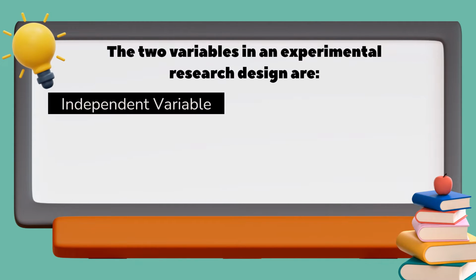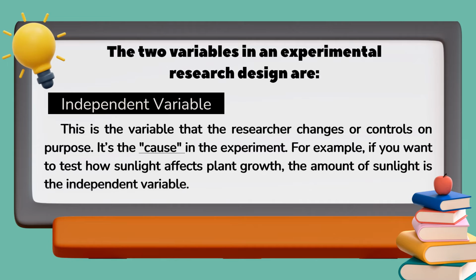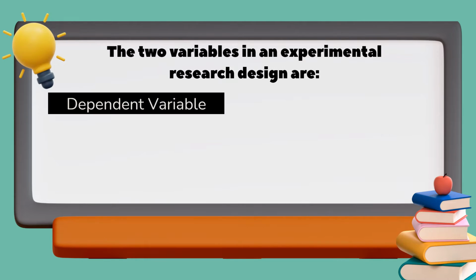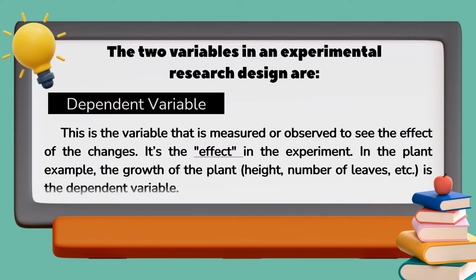Independent variable. This is the variable that the researcher changes or controls on purpose. It's the cause in the experiment. For example, if you want to test how sunlight affects plant growth, the amount of sunlight is the independent variable, while dependent variable. This is the variable that is measured or observed to see the effect of the changes. It's the effect in the experiment.